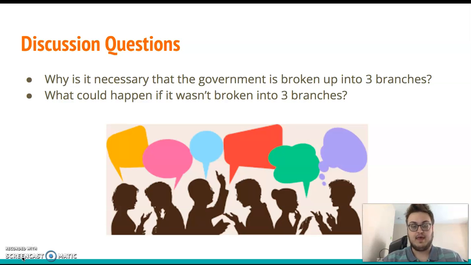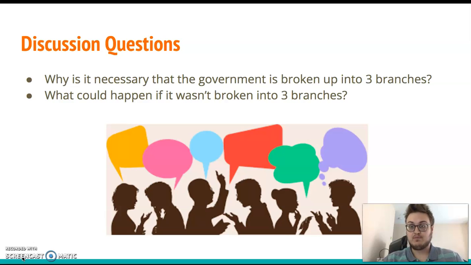So that in that case, the powers are separated, and there is no one ruler or one power that determines the laws that we have. So they kind of create a system of checks and balances with each other, where they can work together and make laws that best suit our nation.